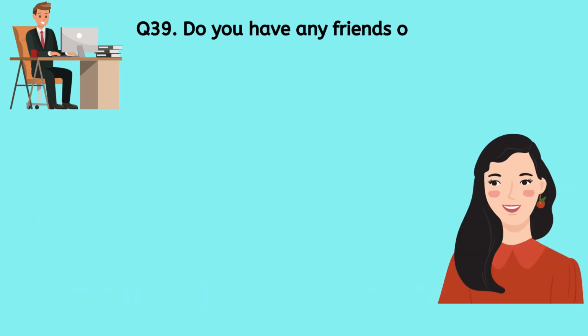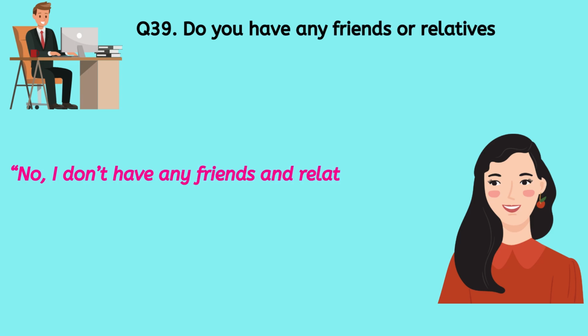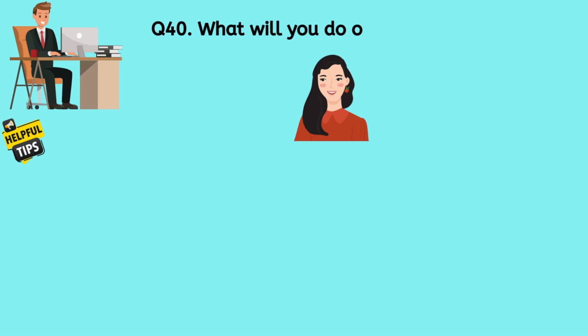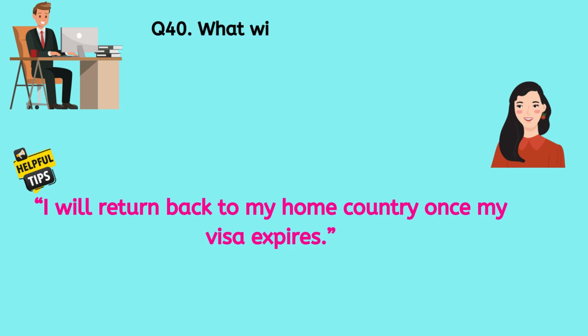They might ask you, do you have any friends or relatives in the United States? Now, if you don't have any friends or relatives, you can simply say, no, I don't have any friends or relatives in the United States. And if you do, you could clearly mention that, yes, I have some friends and relatives in the United States. And then please be prepared to answer some more questions about where they live and what they do. And the last question for today. What will you do once your visa expires? Now, here it is important to mention that you will return back to your home country once your visa expires.